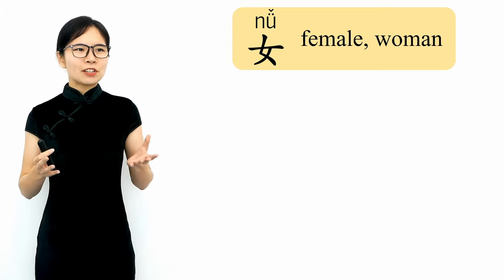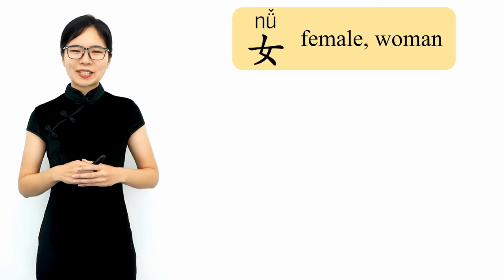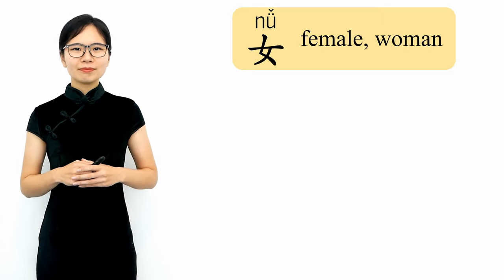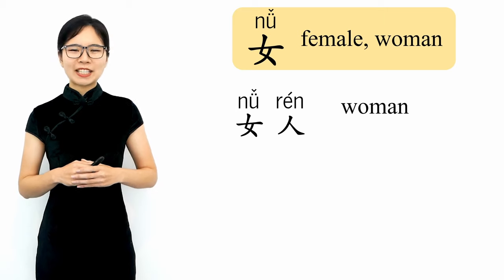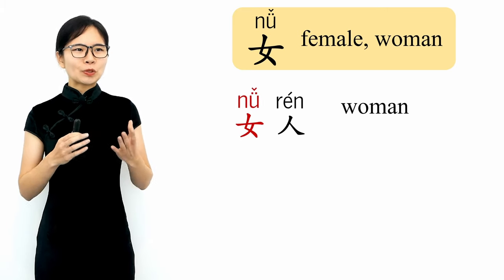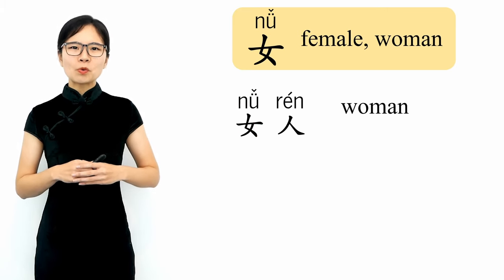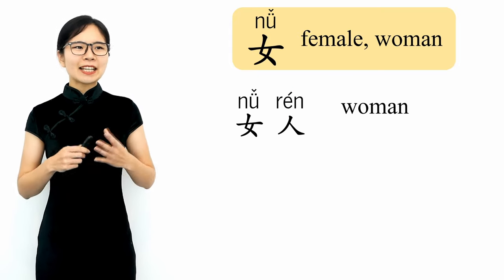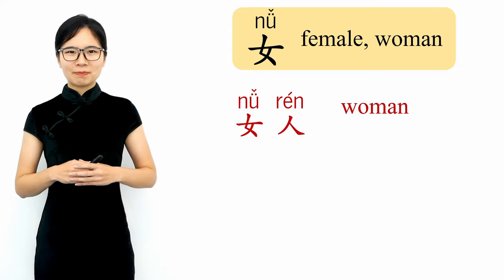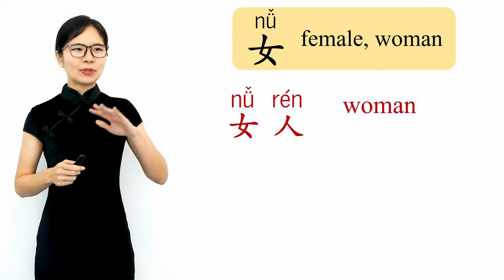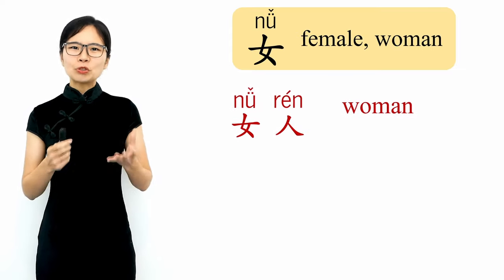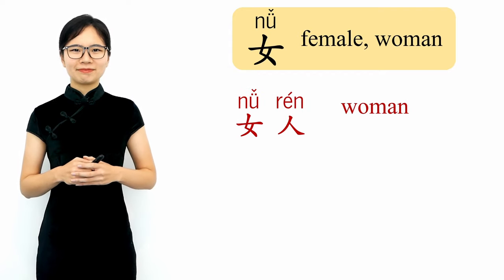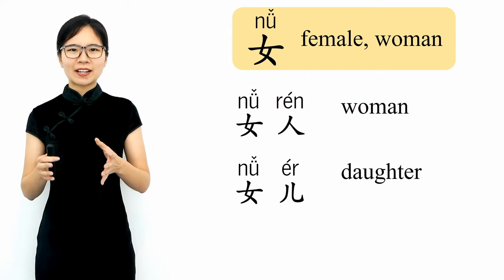Now let's have a look at some example words that use the character 女. First is 女人. The character 女 means female or woman, and 人 means person. Together, they make the word for woman. 女人, 女人, woman.